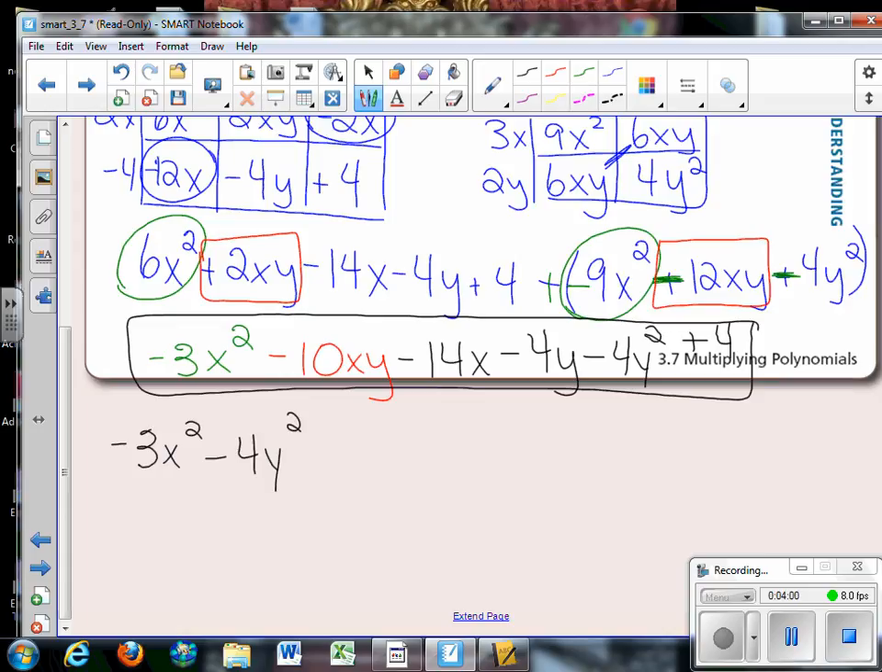Now the next highest degree would be the 10xy, because you have a 1 on each of those. So that one has a degree of 2 as well. So minus 10xy. Sometimes what I like to do is cross things off too once I've kind of dealt with them, so that I don't add them in again. Then I would go minus 14x minus 4y plus 4.